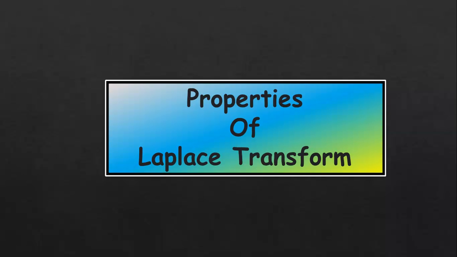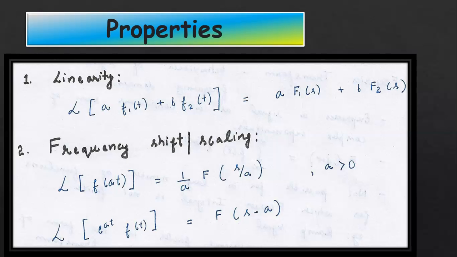So in this way we arrive at Laplace transform of function f of t. Now let us study about some important properties of the Laplace transform. First property is linearity. Basically it states that Laplace transform of a combination of two functions a f1 of t plus b f2 of t will be equal to a F1 of s plus b F2 of s. So basically that will be equal to the summation of individual Laplace transforms.